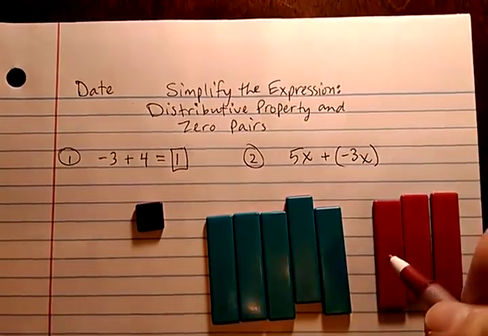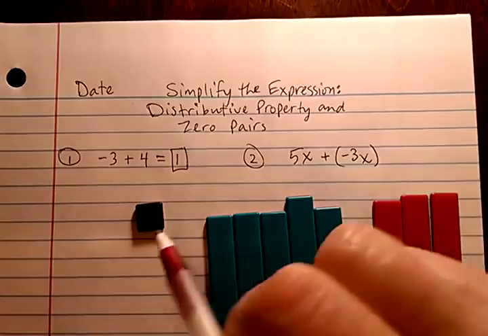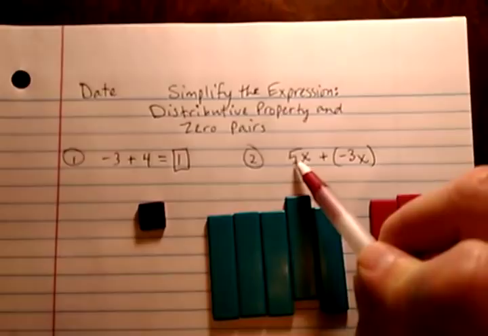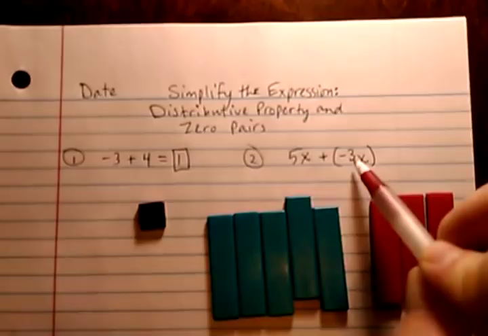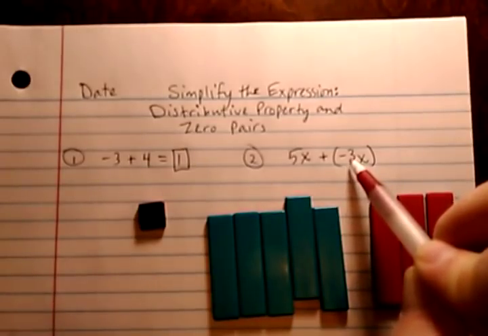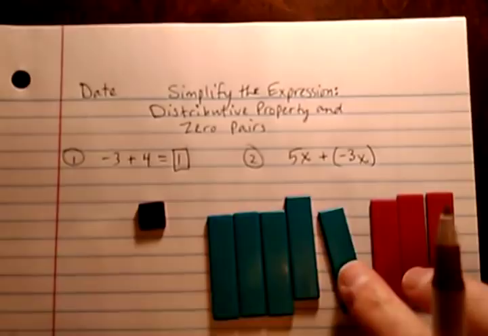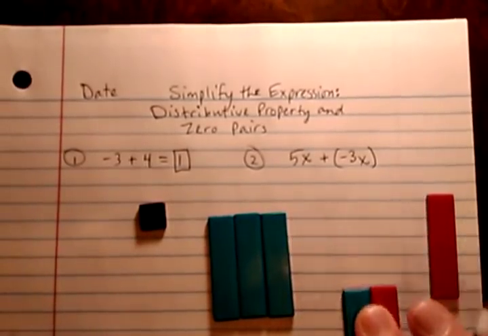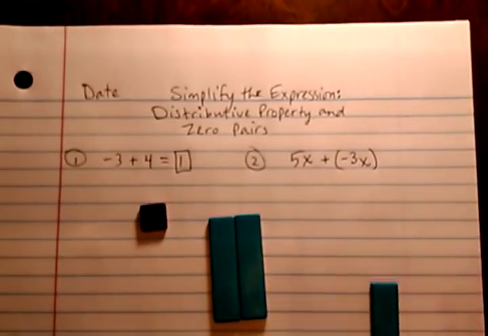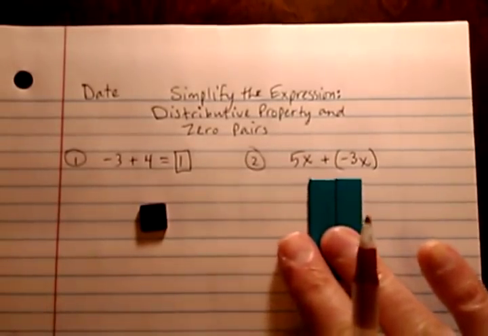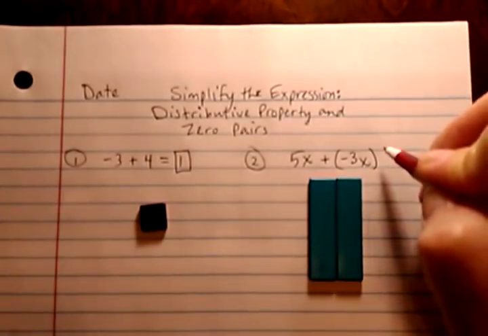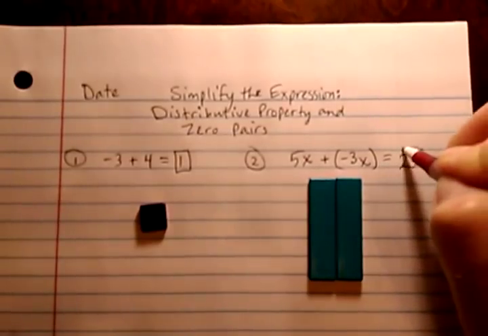Even though these are x tiles, we still add them the same way that we would the unit tiles, like in number 1. We just look at the number in front of the letter. So the +5 plus the -3, and we can simplify with zero pairs. There's a positive and a negative x, and that makes a zero pair. Another positive and negative makes a 0, and another 0, and we're left with the 2 positive x's. So 5x plus -3x equals 2x.